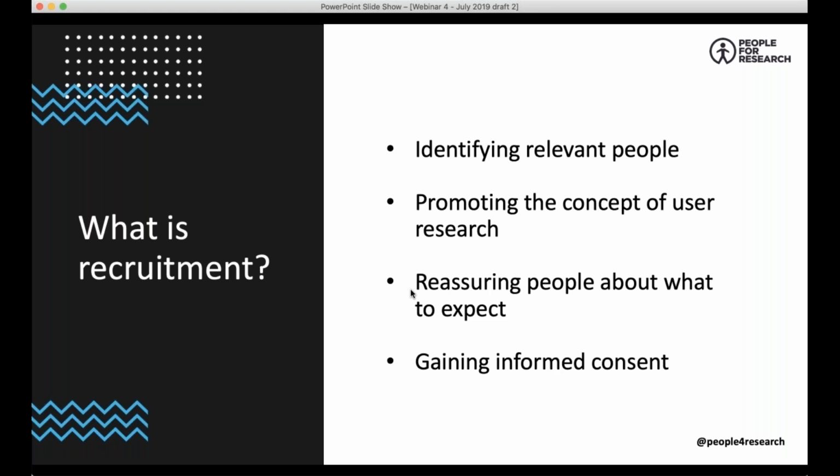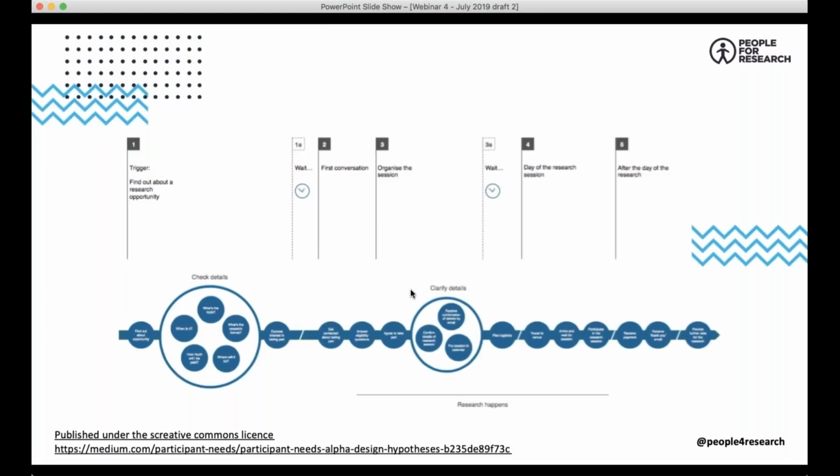And also gaining informed consent. Informed consent is something that's there to protect the participant. It allows them the chance to fully consent to participating based on knowing exactly what's involved. And that includes things like, are they comfortable with being filmed or recorded in some way, which most research we support is recorded in some way. And it is a legal requirement now. It's a legal requirement to get that consent.